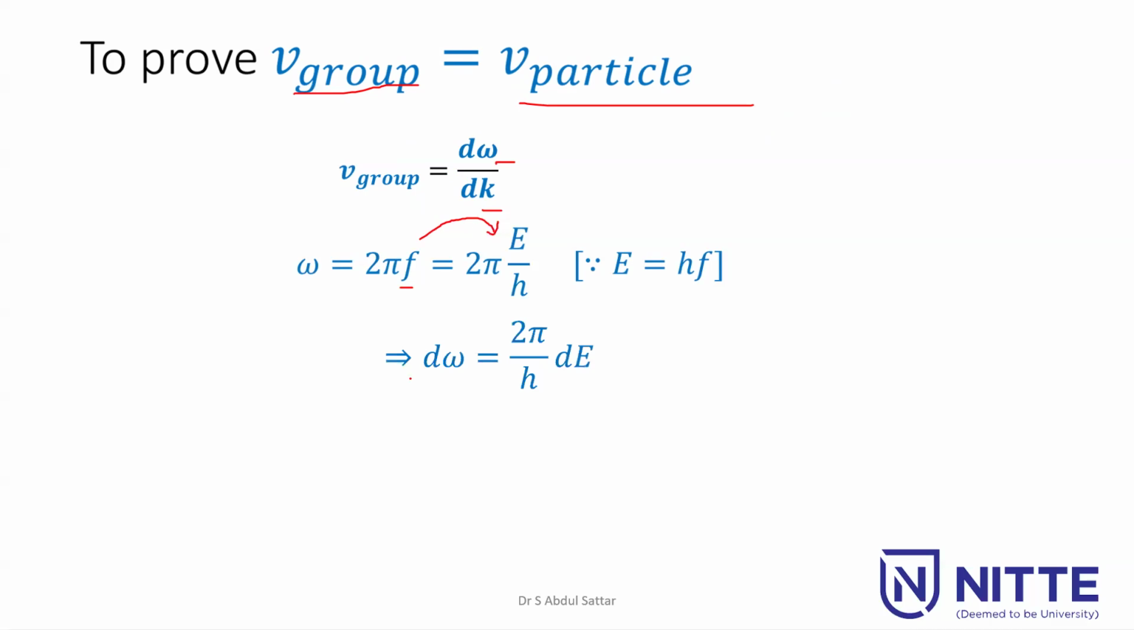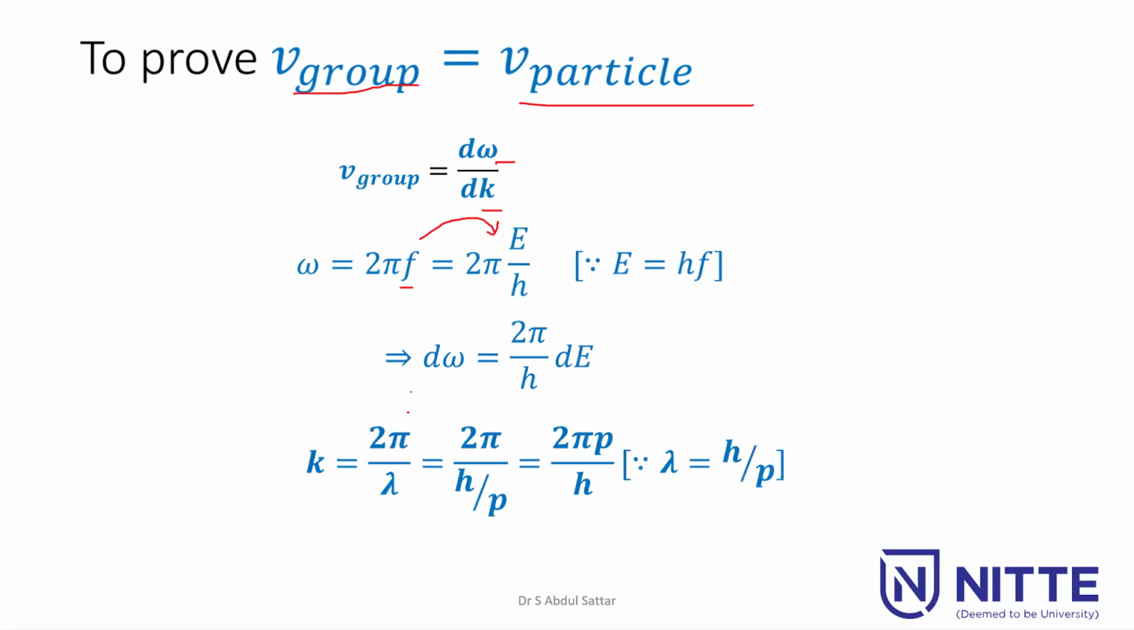Again, we know k equal to 2 pi by lambda. We already discussed that. Lambda is the de Broglie wavelength, lambda equal to h by p, or h by mv, where mv is the momentum p. So this p will come here: k equal to 2 pi p by h.